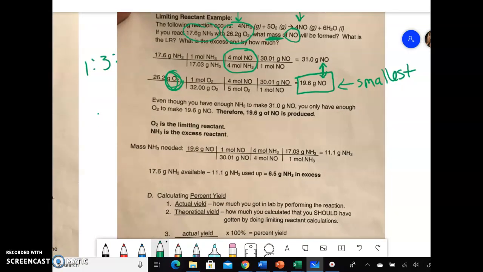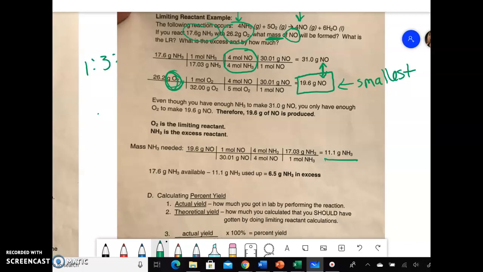All right, and then the last part of this question says we want to know how much of the NH3 was left. So now what we're going to do is start with the amount of product that we know was formed. So we know that we formed 19.6 grams of NO. So we want to see how much of the NH3 did it take to form that. We know it didn't take all 17.6 grams because we know it was excess, but we want to see how much it took. So again, turn it into moles, use the mole to mole ratio, turn it back into grams, and now we can see that it took 11.1 grams of NH3 to make that product.